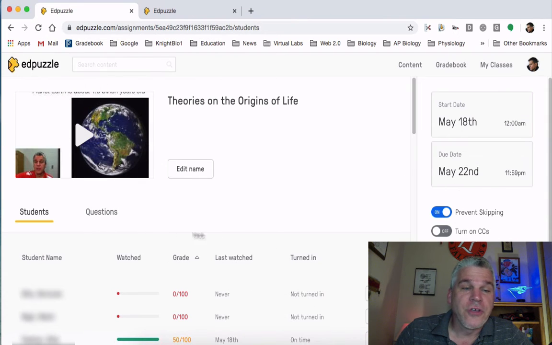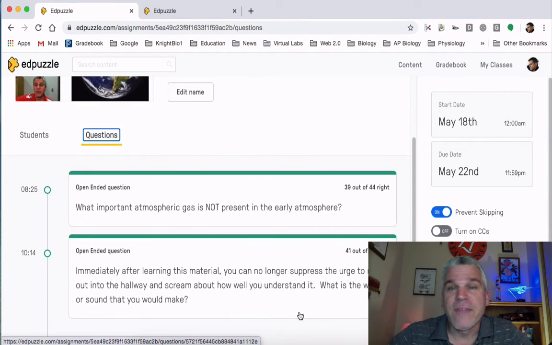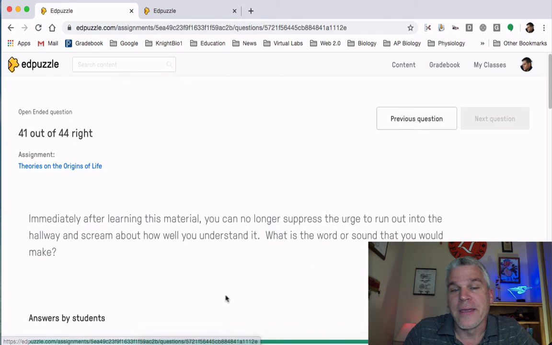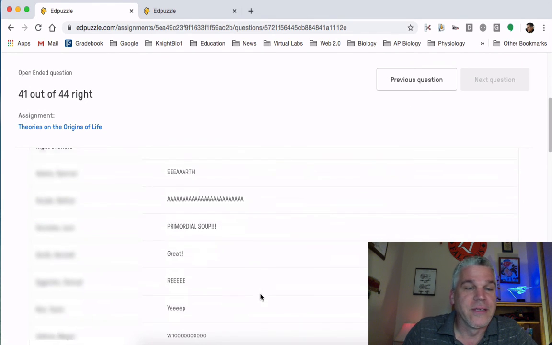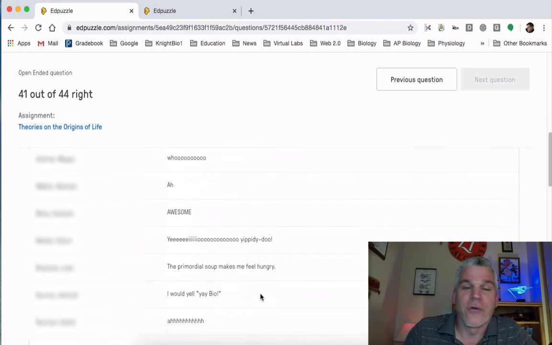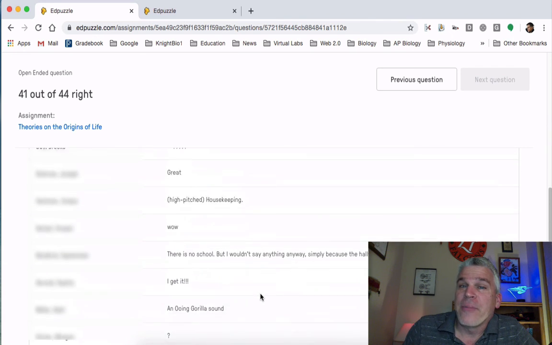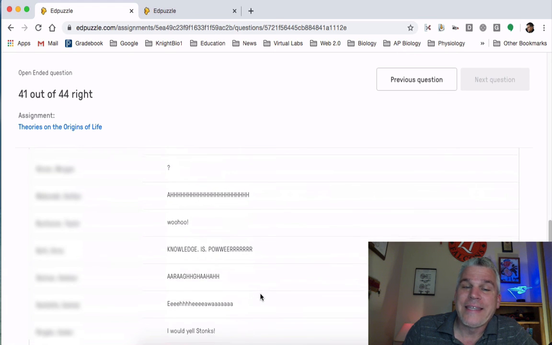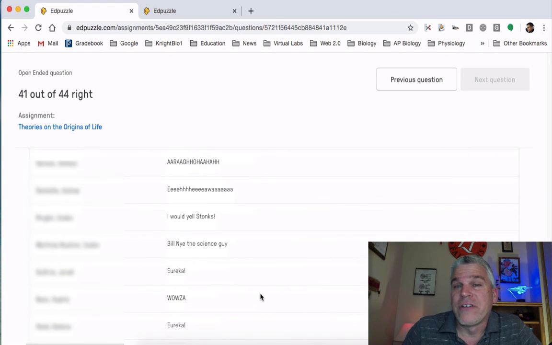So you can also, under questions, just have them type something in. In this case, the question was, immediately after learning this material, you can no longer suppress the urge to run out into the hallway and scream about how well you understand it. What is the word or sound that you would make? And now I can just scroll through and see what all of the students would say. And I guess they're pretty honest. You know, that gives you a pretty good idea as to what their level of understanding is.